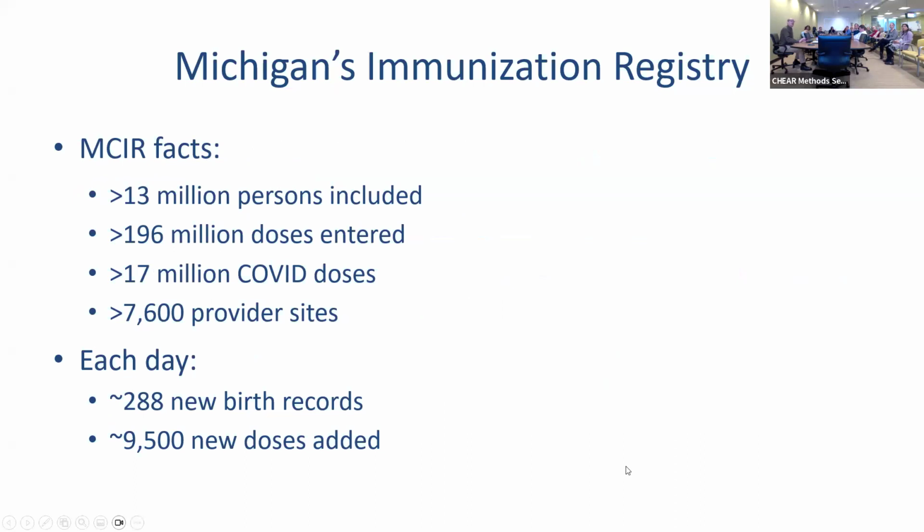So, okay, just a few quick facts. In Michigan, we have about 9 million people. So the MICR registry has over 13 million persons in it at this point in time. We're approaching 200 million doses. So it's big, it's got lots of doses. Upwards of 7,500 providers are connected to the MICR, meaning they're either pushing doses in or using MICR to look at the vaccination status of persons or jurisdictions. And as I said earlier, we're around 300 babies born every day in the state. So those are added in every morning to the MICR registry, and about 10,000 doses are added each and every day.